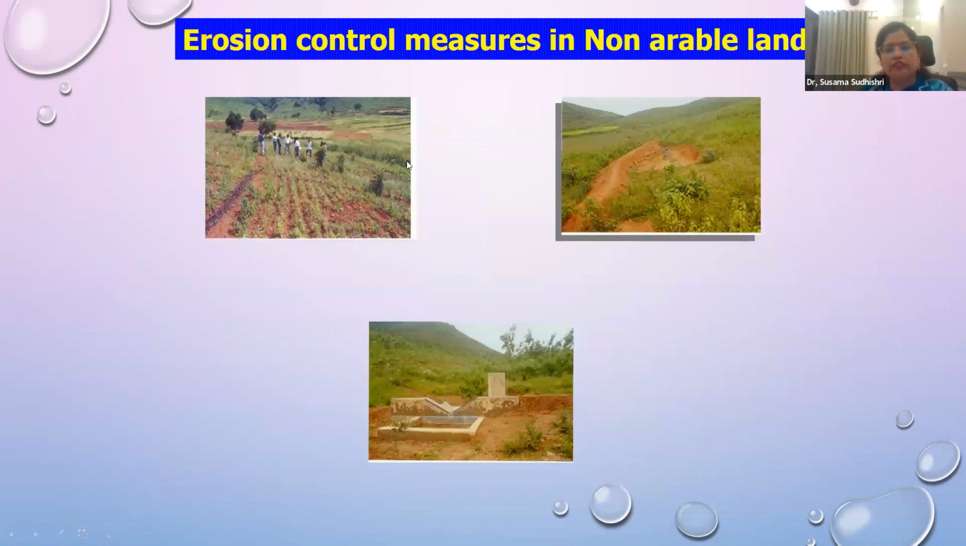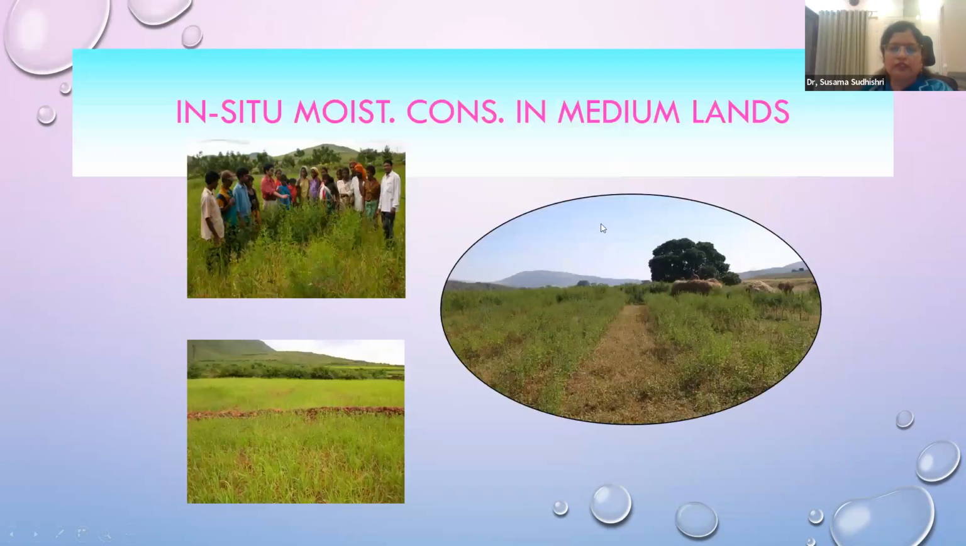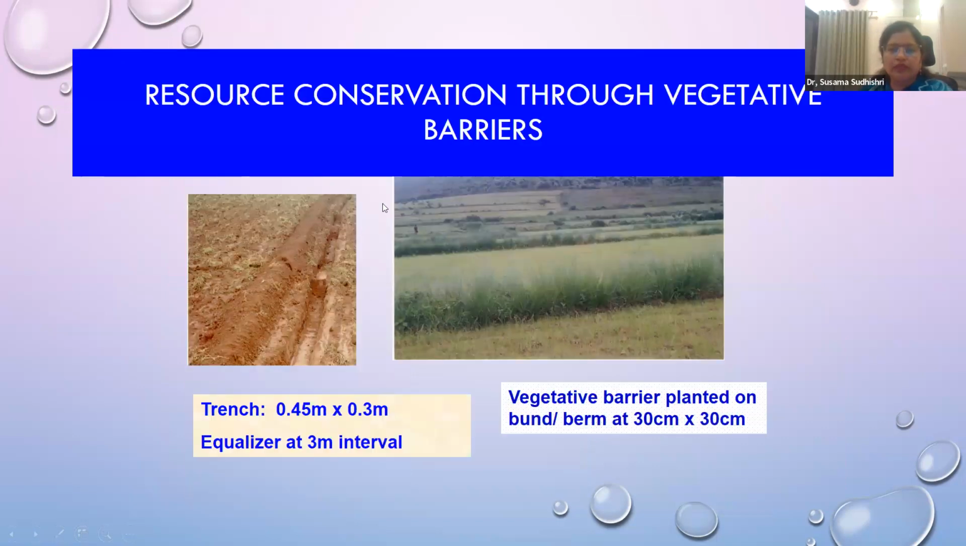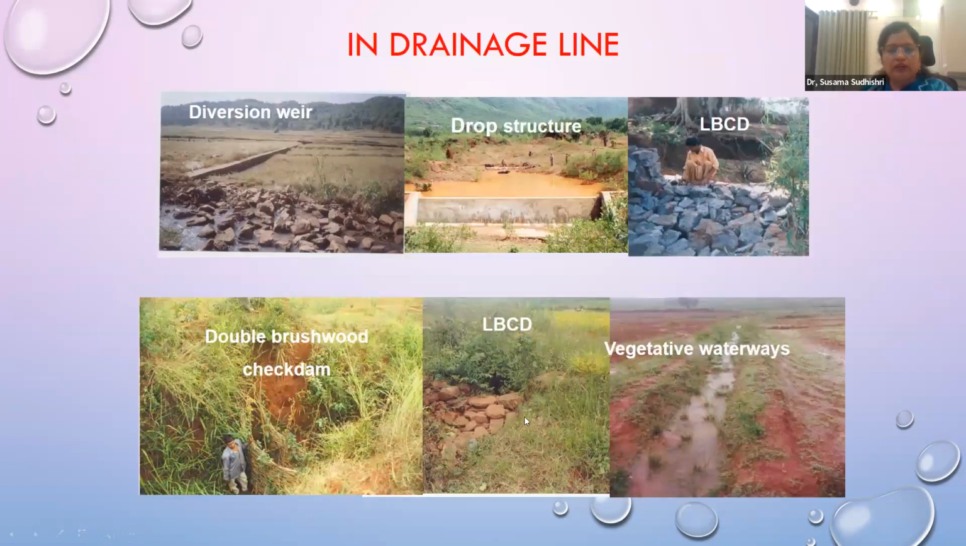In non-arable land, these are the types of things we can do for reducing soil erosion, and these are some of the agronomical measures. This is the stone bund, and crop diversification can also be done to reduce it. These are some of the drainage vegetative barriers. These things we have done in Odisha. These are also done in different drainage line treatments for reduction.